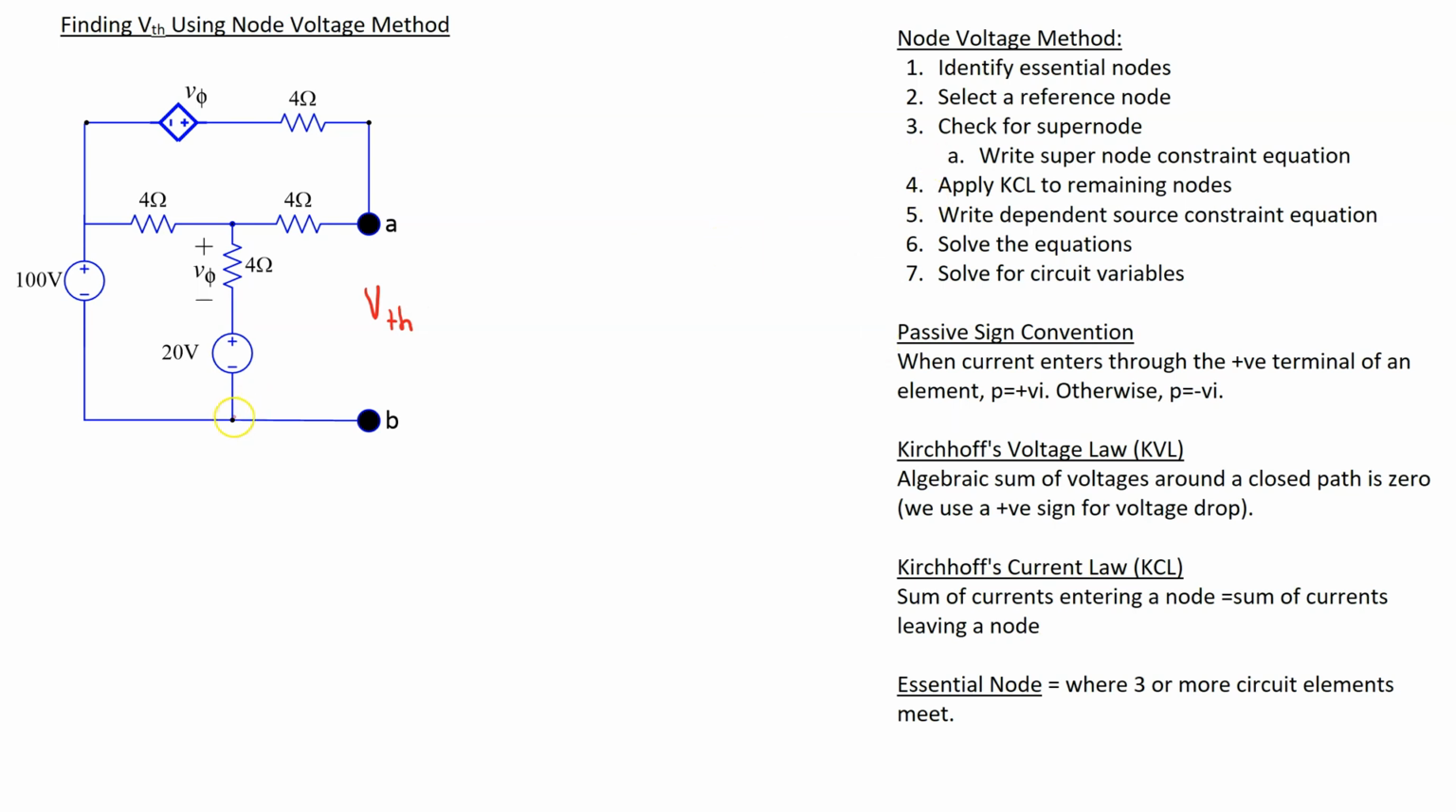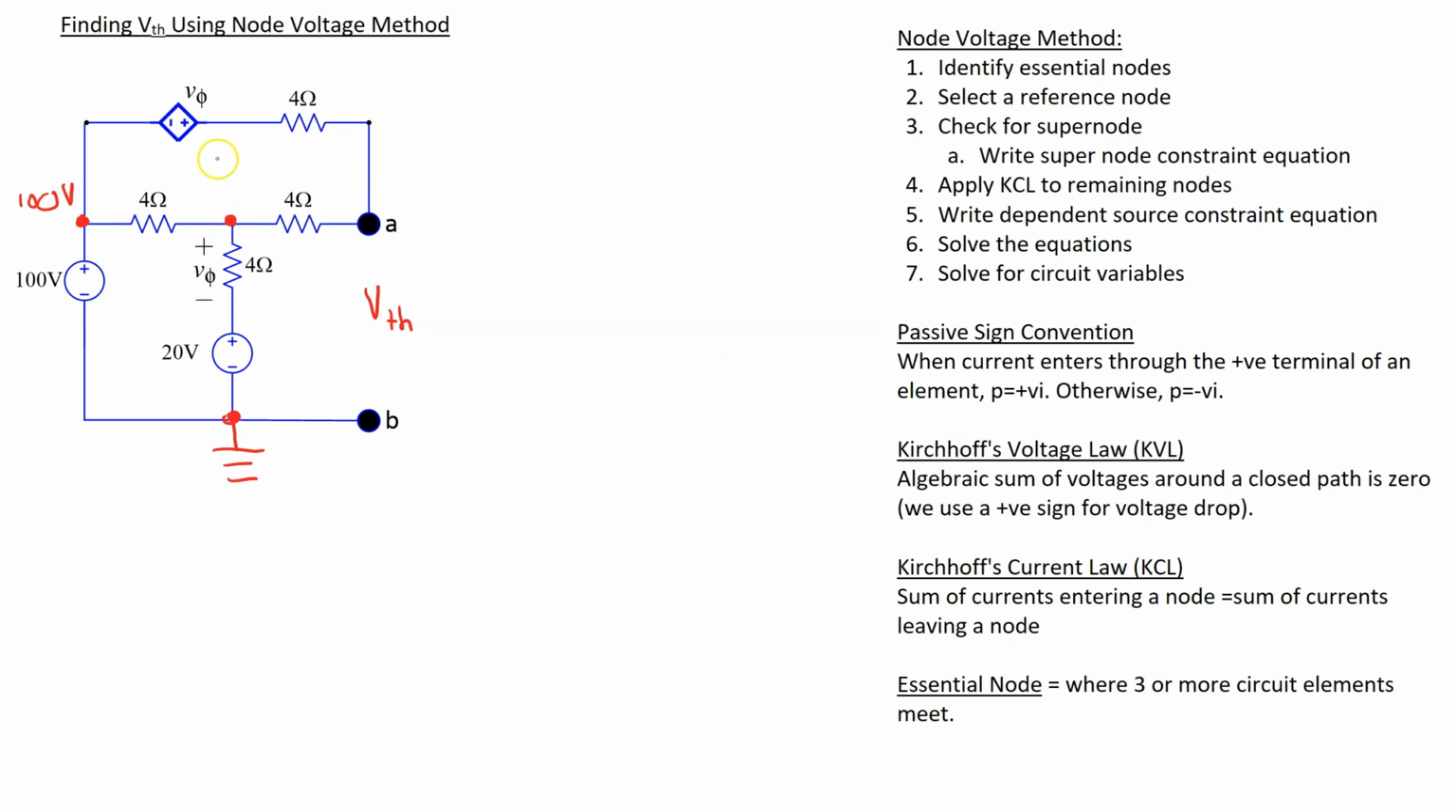We can ground this node, and this is a good choice for the ground because then at this essential node the voltage is known and it is 100 volts, and this is because we have an independent voltage source directly connected between ground and this node. This leaves this node as the only remaining essential node.